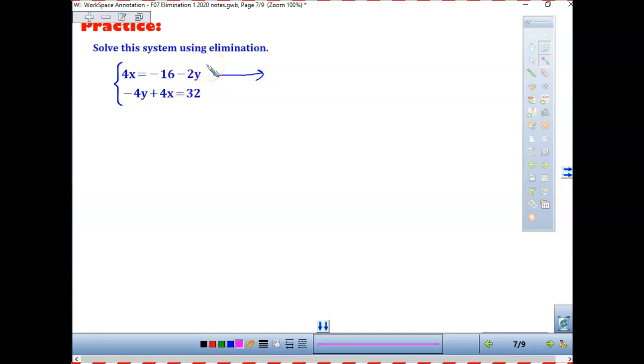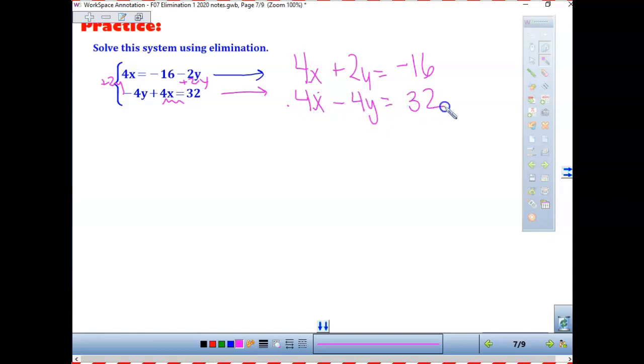How do I get rid of negative 2y on this side if I'm looking at that problem? Amber, I'm going to do what? Add 2y. Now when I add 2y to this side, I'm going to keep the x's, so I'm going to keep 4x plus 2y equals negative 16. Do I have to change anything in the second one? No. Negative 4x. Oh, do I want to switch the order around? Yes. So when I write that one, I'm going to put positive 4x first. So be careful that you are looking and writing the same variable. So 4x minus 4y equals 32.